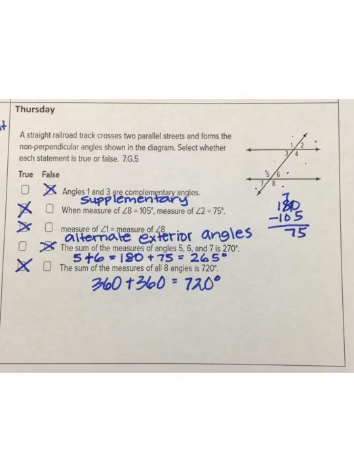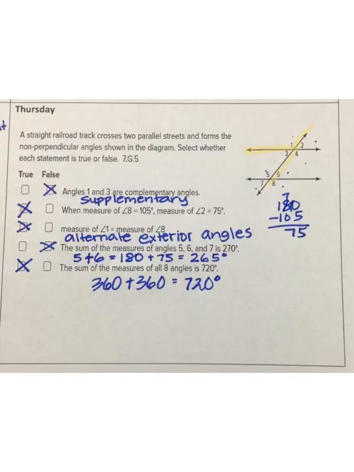All right, so first statement is false, because if you look at angle 1 and angle 3, they are not complementary. It's a straight angle divided into 2, so they're supplementary. Second one, when the measure of angle 8 is 105, so that's right over here, then the measure of angle 2 is 75 degrees. That is true. When you subtract 180 minus 105, you get 75. Third one, angle 1 and angle 8, it's true because they're alternate exterior angles, which means they're congruent.